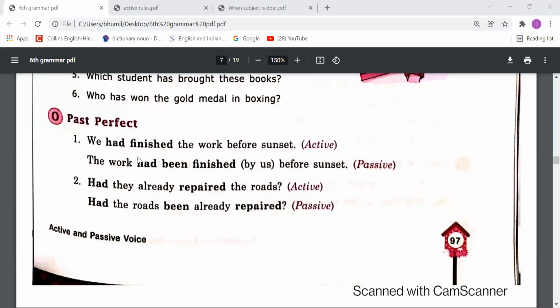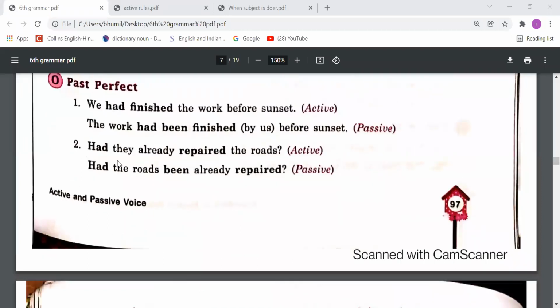And the tense there is no need to change, right? And finish, that's a third form. So the third form of the main verb we have to write, and the third form of be also we have to write. Why? Because we have to write here a passive sentence, right? "Had they already repaired the roads?" becomes "Had the roads been already repaired?" "Had" we have written before the subject.